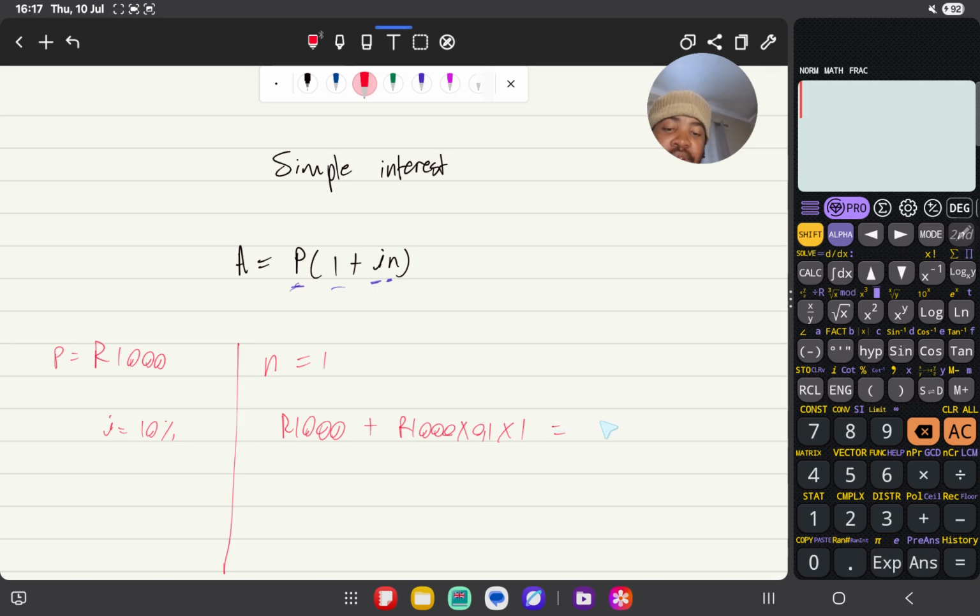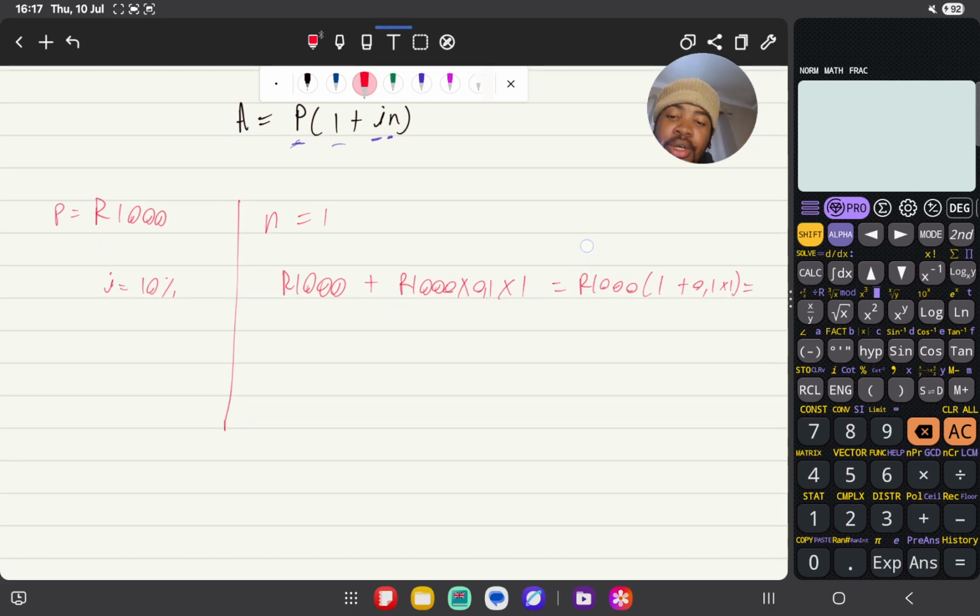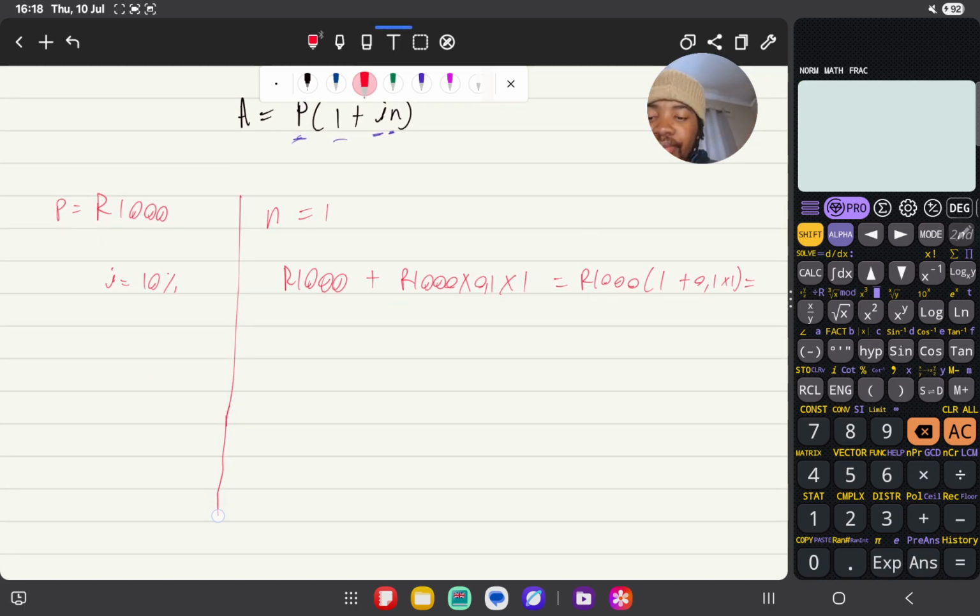You see that? So this is basically 1,000 rand, 1 plus 0.1 multiplied by 1, right? Of course you can write the final amount. At the moment, we don't really care about the final amount, because right here we're just trying to make sure that you get the formula, where it's coming from, yeah?